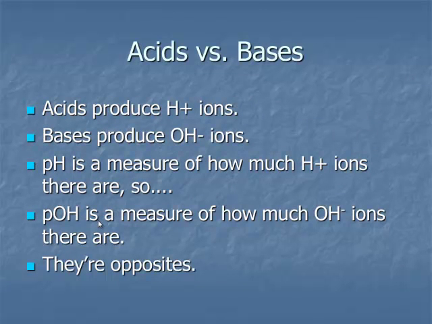So acids produce H plus ions. Bases produce OH minus ions. And pH is a measure of how much H plus ions there are. Did you know that there's also something else called pOH? Well, pOH would be a measure of how many hydroxide ions there are. And pH and pOH are complete opposites.